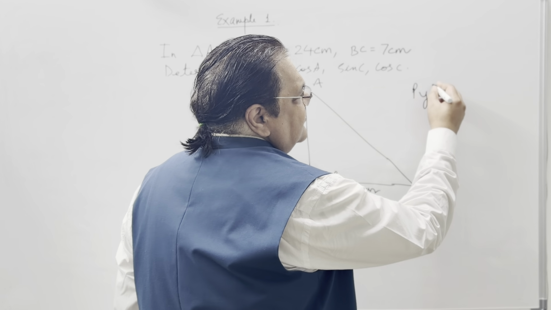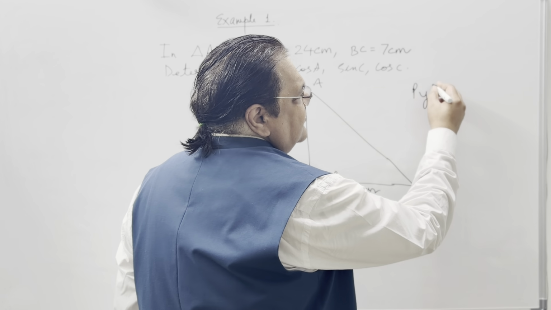Which says, in any right angle triangle, AB square plus BC square is equal to CA square. Please remember this. Always remember, whenever you are doing some trigonometric numericals, you will find the use of Pythagoras theorem again and again. So in a right angle triangle, the square of AB plus the square of BC is equal to the square of AC.